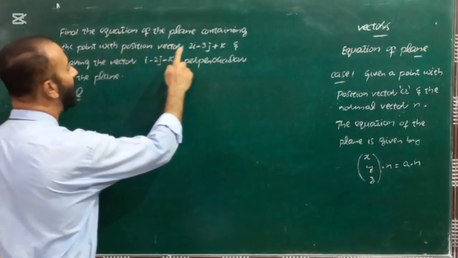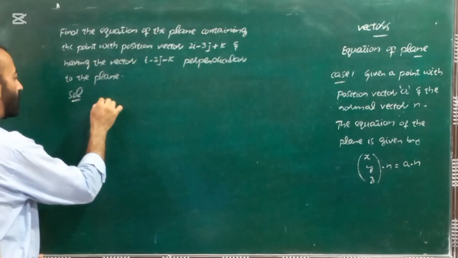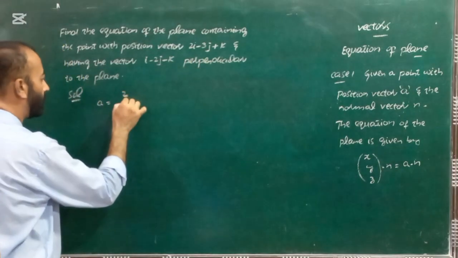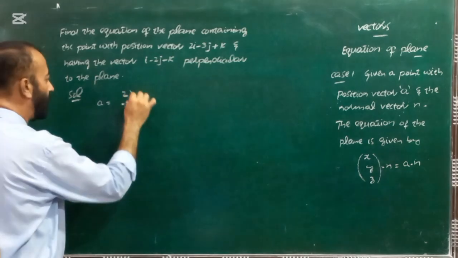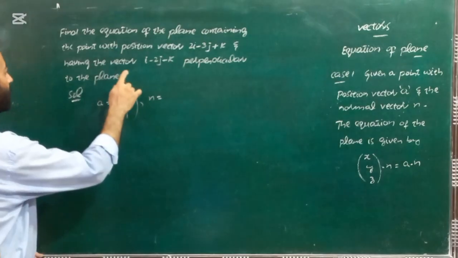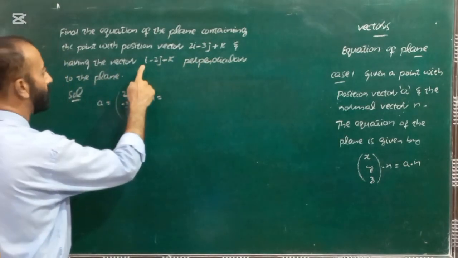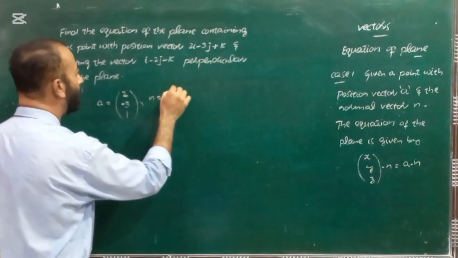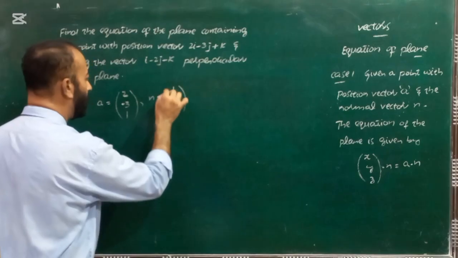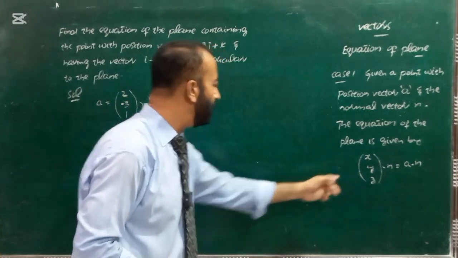Find the equation of the plane containing the point with position vector. So this is the position vector. So a is 2 minus 3 1. So this is a, and n will be the perpendicular vector, having this vector perpendicular to the plane. So 1 minus 2 minus 1. So the equation of the plane is the requirement. So this concept will be used.